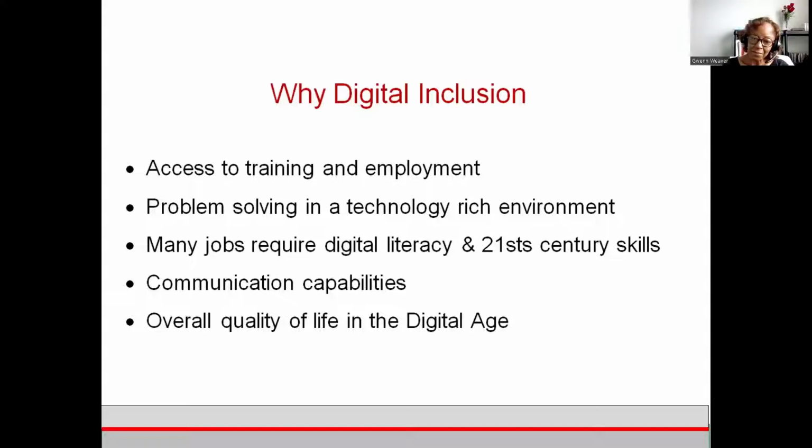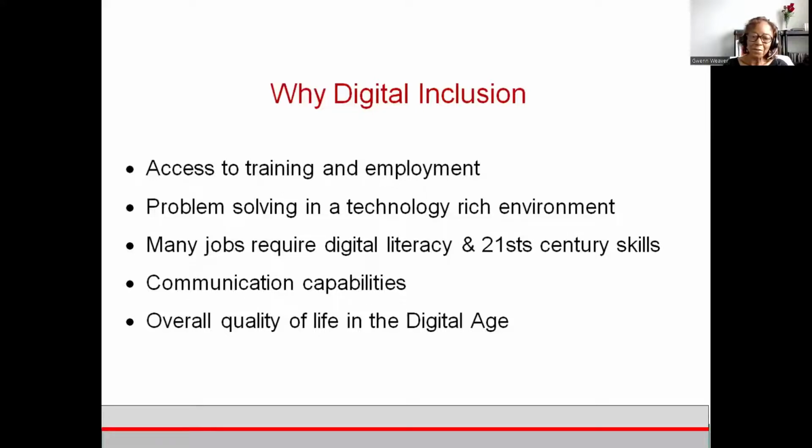Also, at the time of the last round of PIAAC reports, and they're preparing to do a new round now, 72% of adults in the US didn't have what they call digital problem solving skills. That included about 60% of the millennials, whom we always assume have those skills, but we also know are not as technologically competent in the working world as we think they should be.